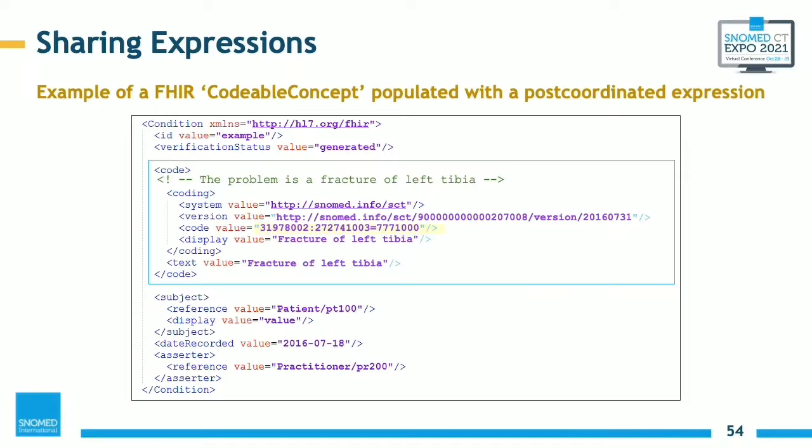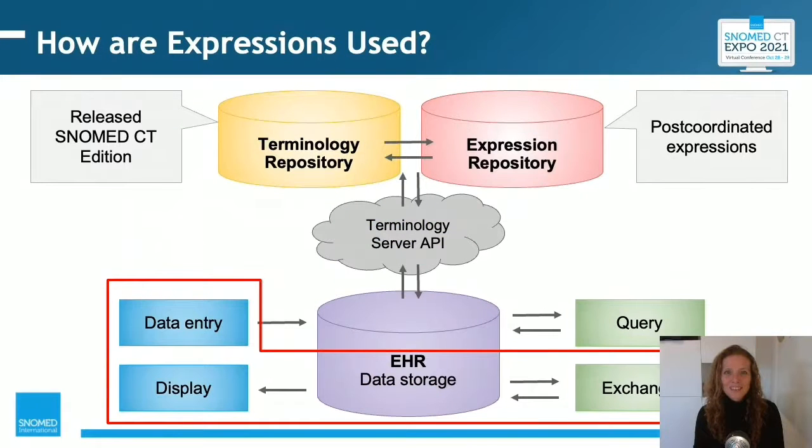And the text attribute is populated with the term that is displayed to the user in the user interface, in this case fracture of left tibia. Please note that not all receiving systems will be able to interpret a code that contains a post-coordinated expression, so the text attribute is an important mechanism to ensure that the data element can, at a minimum, be human readable. So, now that you have heard about the principles for entering, storing, displaying and exchanging post-coordinated expressions, I would now like to hand back the microphone to Linda for her to introduce you to the principles of querying post-coordinated expressions. So back to you, Linda.